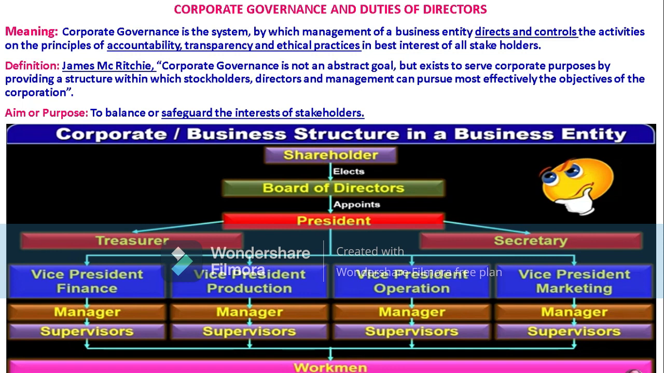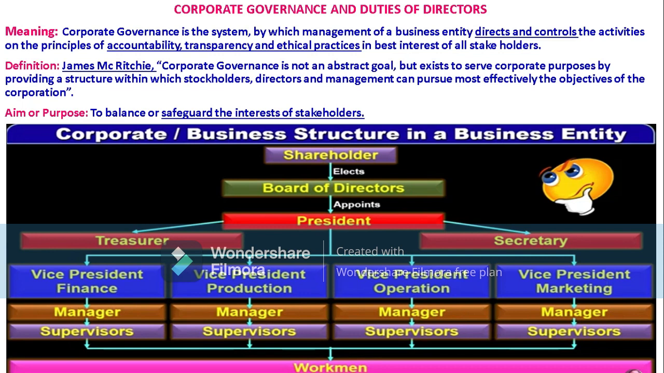And at the same time, how these directors are related to this corporate governance. What are the duties and responsibilities of directors? Why do we talk about directors when we talk about corporate governance, okay? So what is the prominent role played by directors, okay?